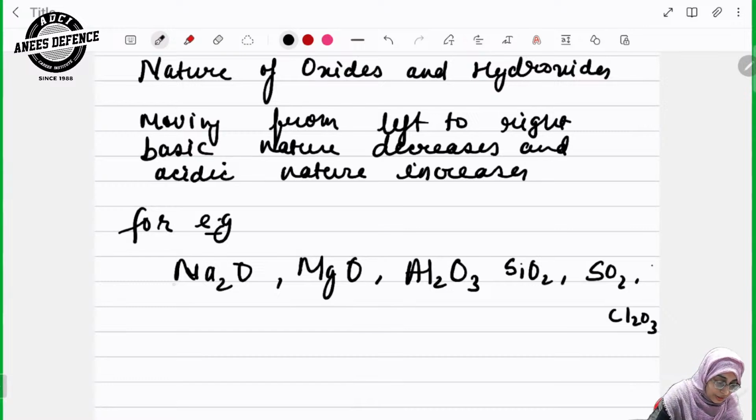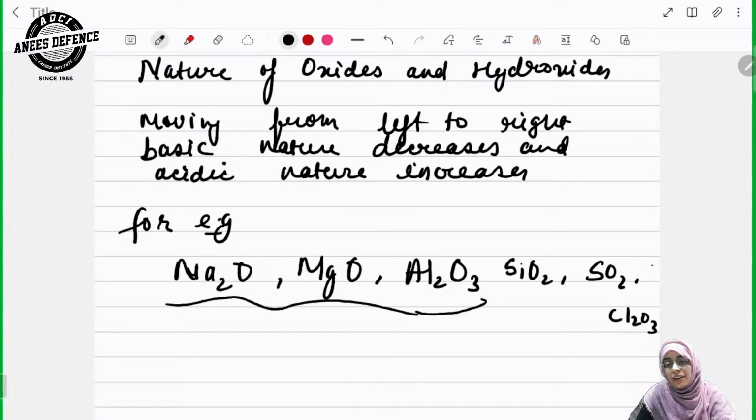Means these oxides, and we have just discussed that metallic character goes on decreasing from left to right. So these are the metal oxides and these are the non-metal oxides. So we can say that metal oxides are more basic, they are basic in nature, and non-metal oxides are acidic in nature. So oxides of metals are basic.